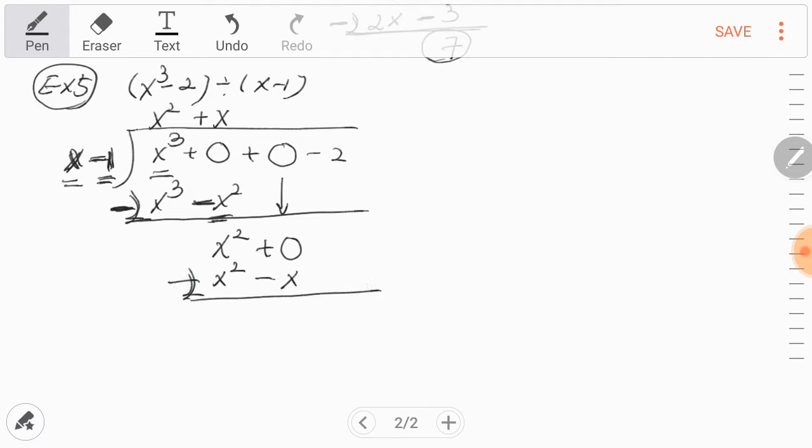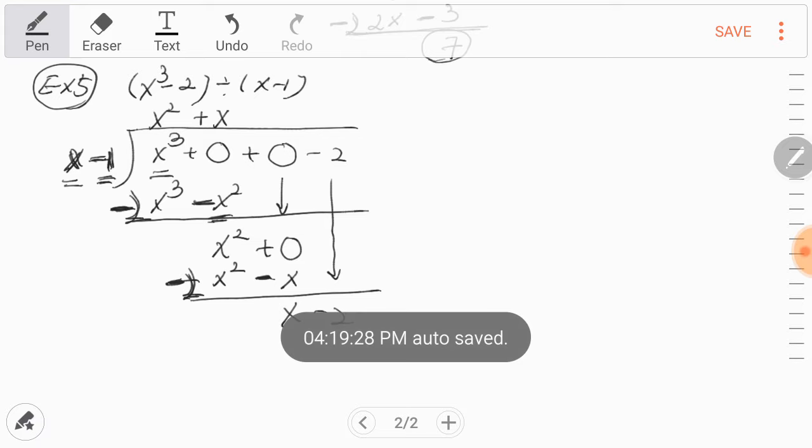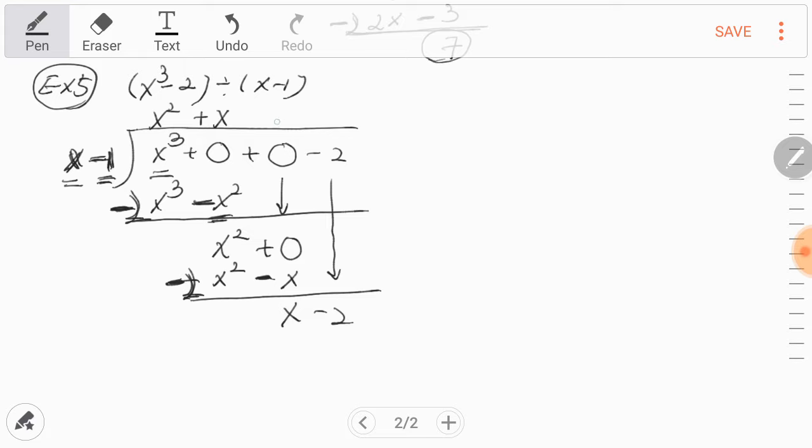Subtract top minus bottom. So x squared is 0. And then 0 minus negative is positive. So 0 plus x is x. And then bring the next one down. Okay, let's try another one. So x times what is x? 1. X times 1 is x. And negative 1 times 1 is negative 1. And then subtract. Top minus bottom.